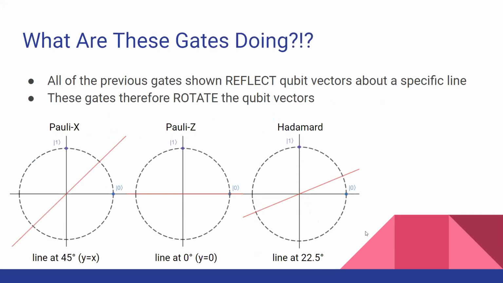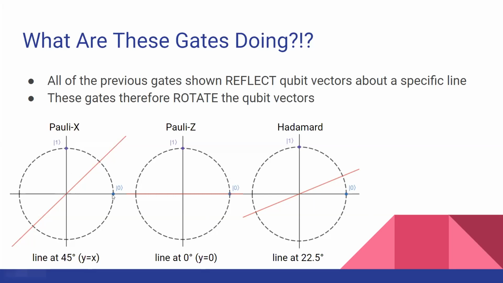So what are these gates actually doing? Because I've given a brief explanation, but is there another way to visualize what these gates are actually doing? You can think of these as functions that reflect or rotate the vectors representing these quantum qubits in some fashion. So let's take a look, for example, at the Pauli X gate.